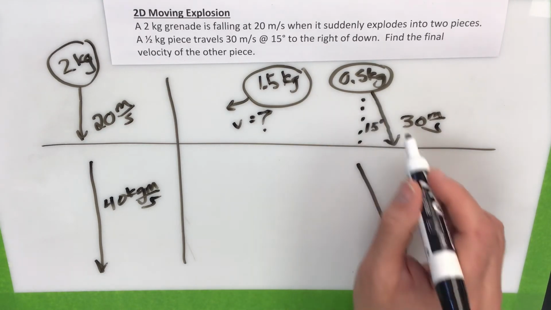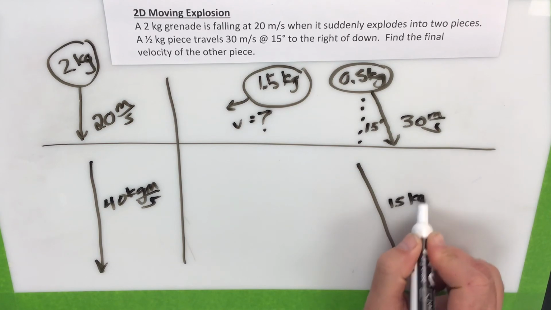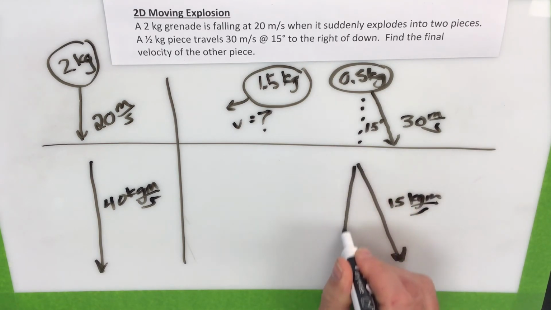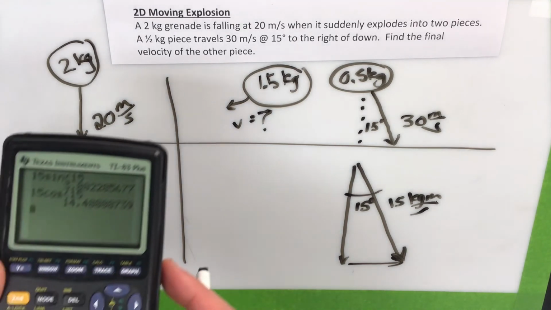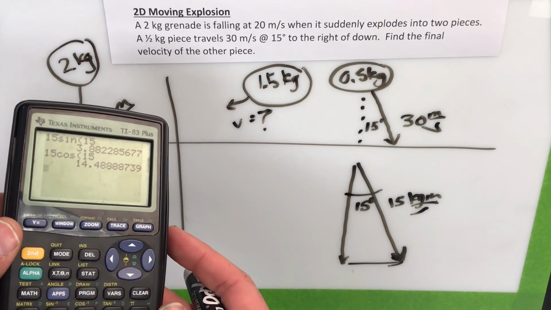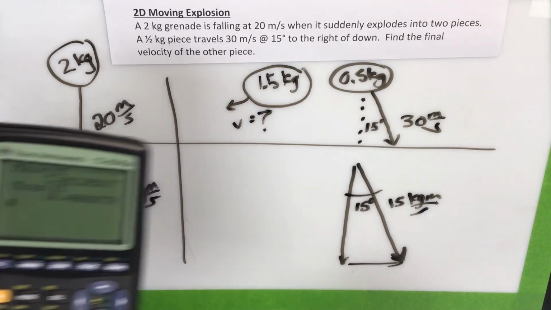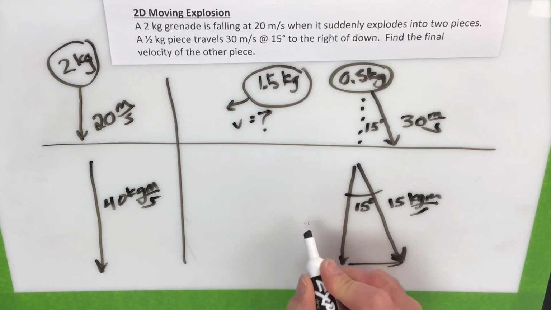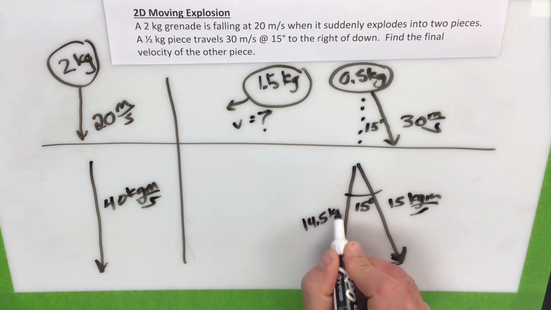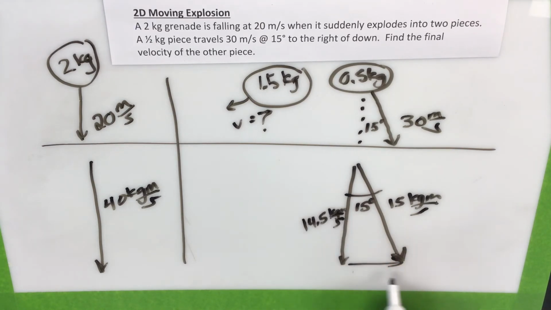This is half of 30 is 15 kilogram meters per second. There is the y component and the x component. This is an angle of 15 degrees. So 15 cosine 15 and 15 sine 15, I did these calculations already last time, gives you those two components of momentum. And those are 14.5 kilogram meters per second, and this over here is 3.88 kilogram meters per second.